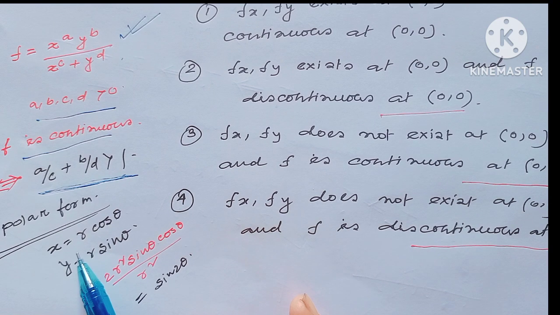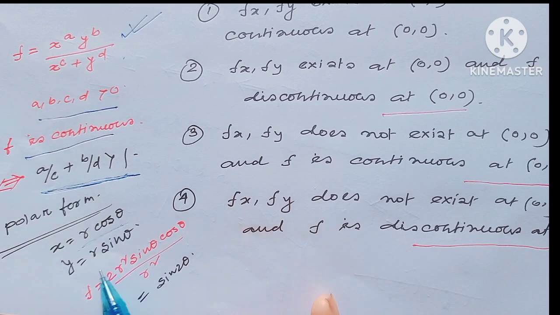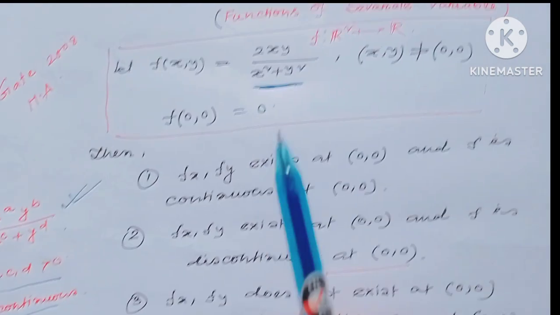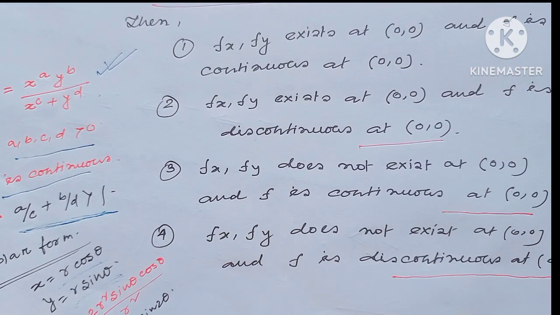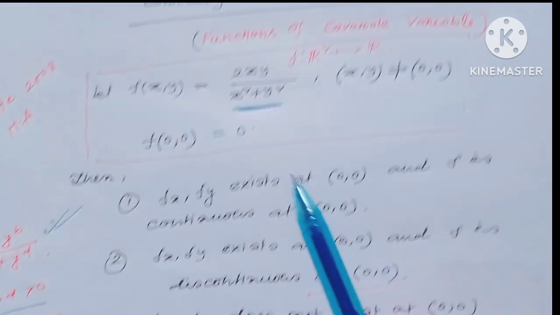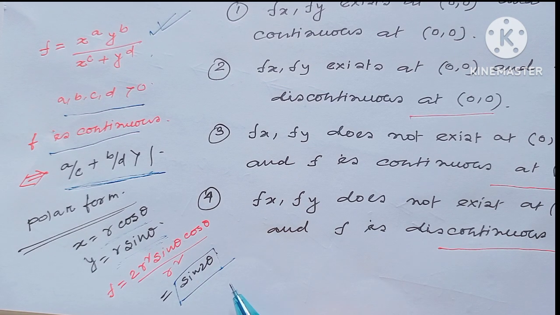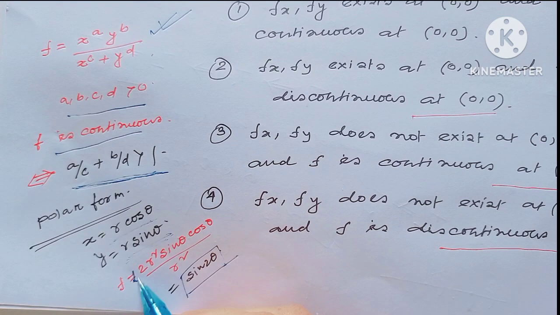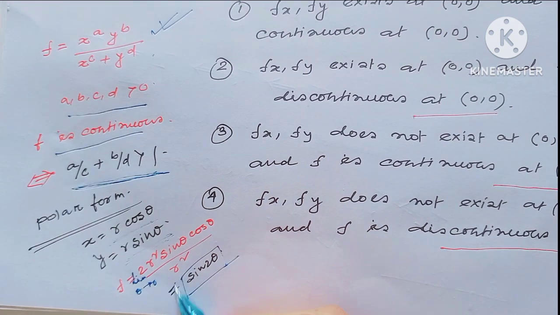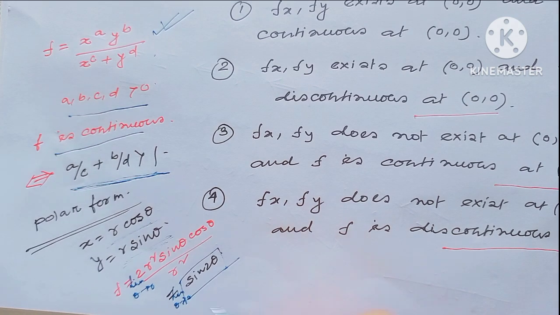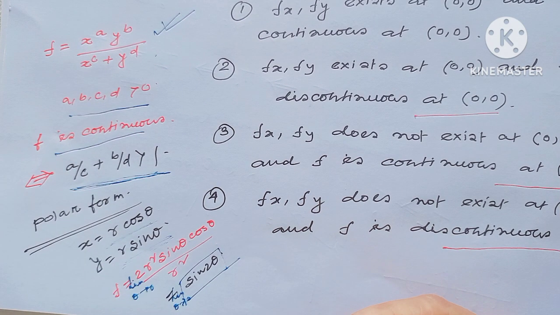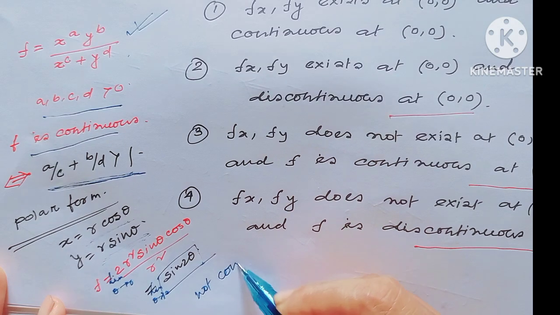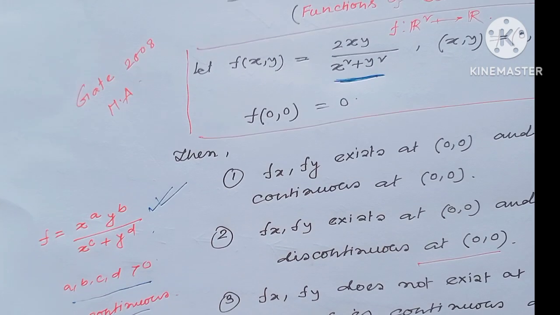Other method is by polar form. If we put x equal to r cos theta, y equal to r sin theta, then this value would be 2r square sin theta cos theta over r square, since x square plus y square means r square, so that means this value is sin 2 theta. And for different values of theta the limiting value would be different. So the function is not continuous. But the easiest method is the other method.